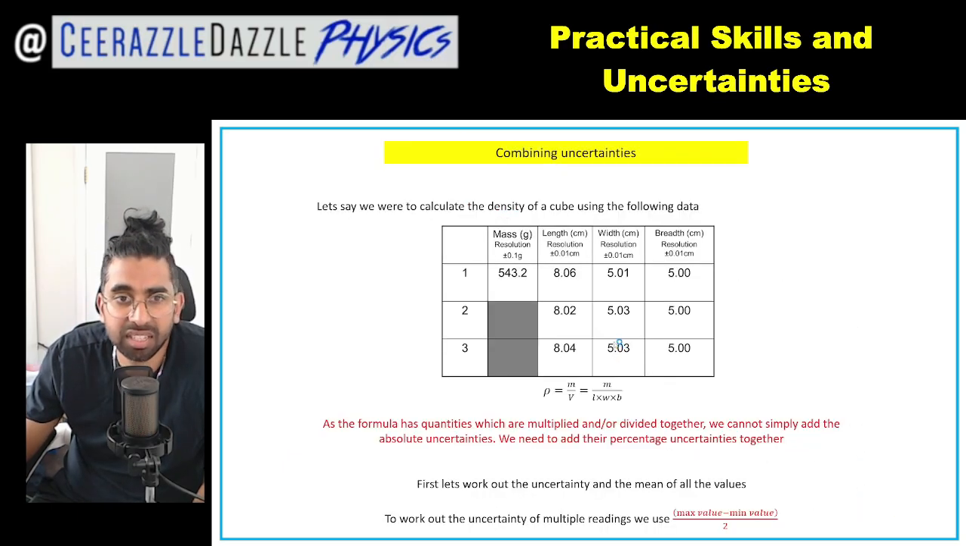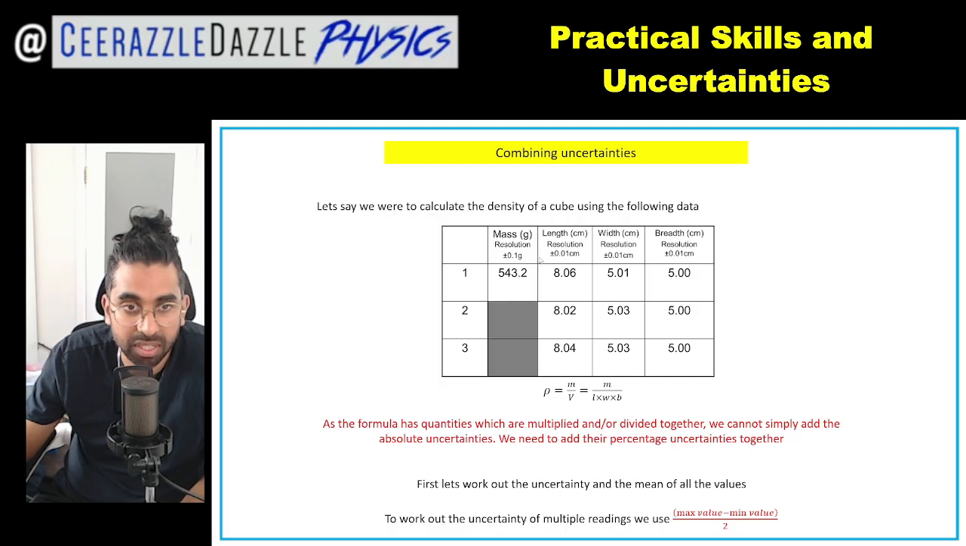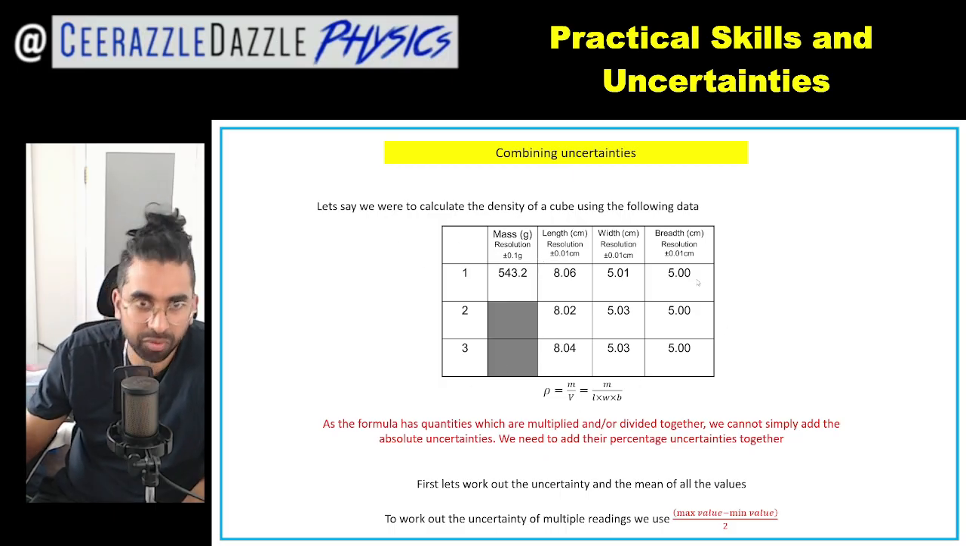Combining uncertainties in a different example right now. So what happens when the formula has times and divide of different quantities? So let's say you're given this table. So I'm going to walk you through this. It's a bit difficult, but we'll walk you through the entire thing.